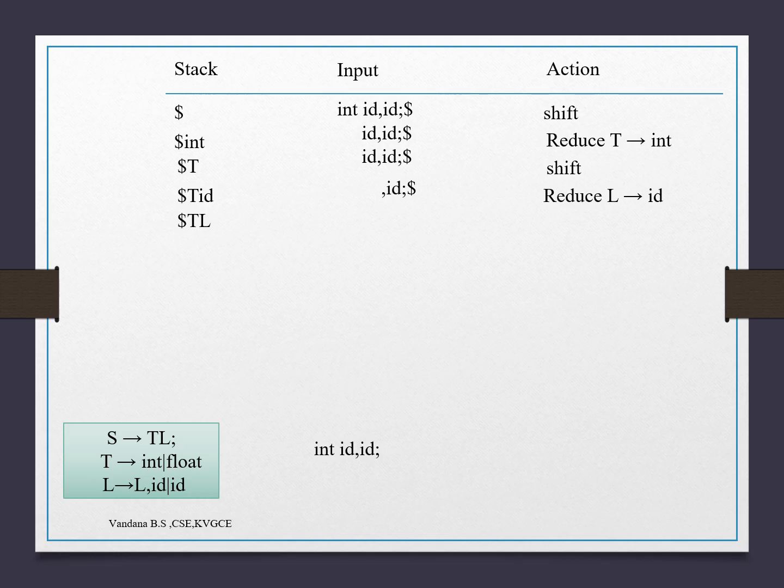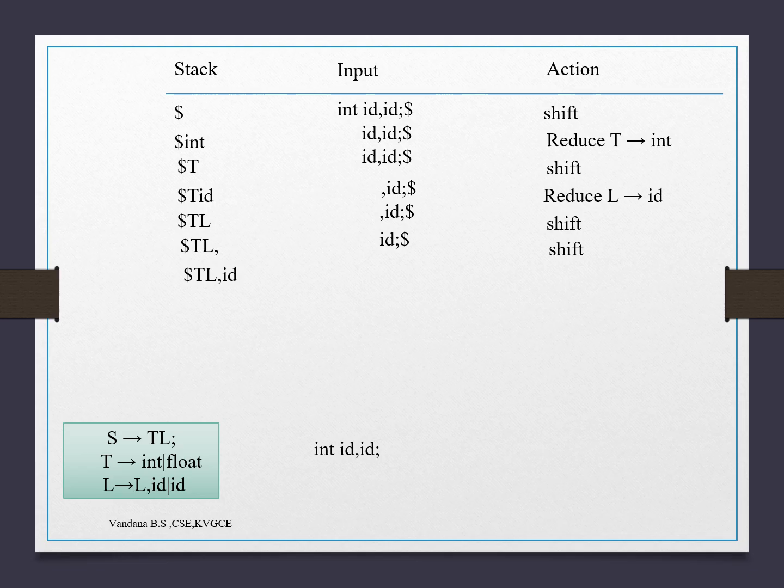Is L a handle? Is TL a handle? No, TL is not a handle. Look at the first production of the grammar: S derives TL followed by semicolon. So it is not a handle. Now what do we have to do? We go to the input and perform the shift operation. After shifting, the top of the stack is comma. Now TL followed by comma is not a handle, so we go to the input and push ID, a shift operation.